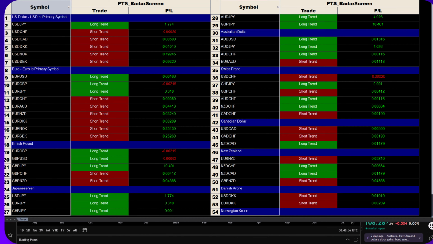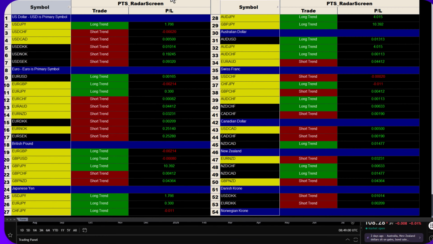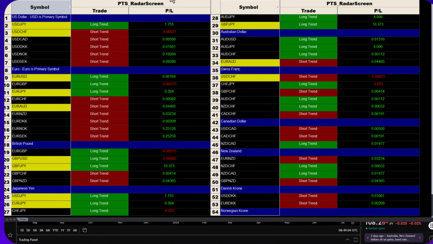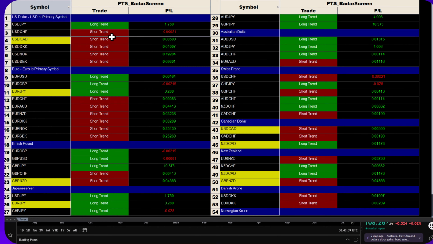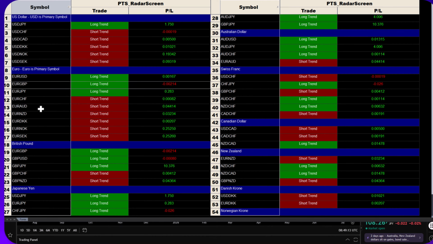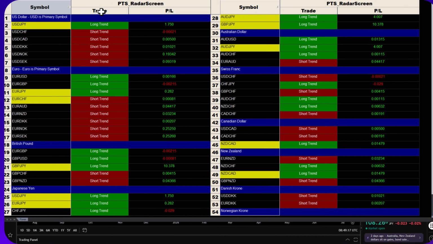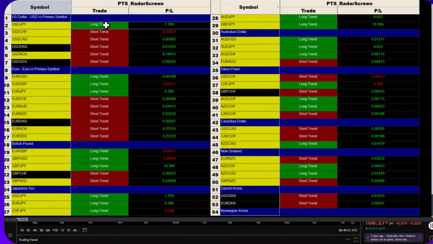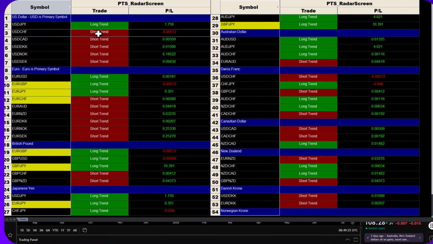Hey guys, let's dive into the ProTrend system results here in real time. See what currency pairs are changing trend or starting a new uptrend. We're working here with all the currency pairs on the left-hand side column, the symbols here. We'll go through those. This area where it says trade, this is whether it's a long trade or a short trend. So long would be a green ProTrend system, and a short trend would be red.